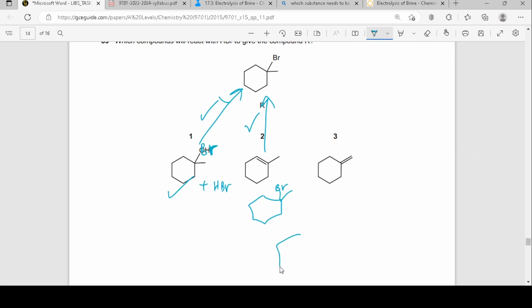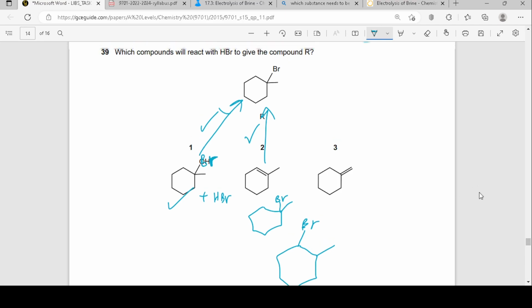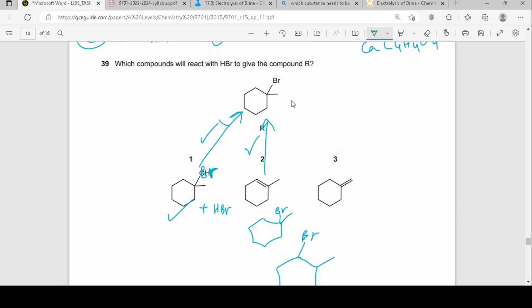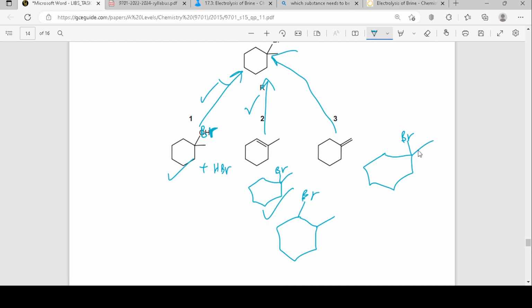Or alternatively, my hydrogen could be added on this carbon atom, and my bromine could be added here, right? So on this double bond. So that could also be formed, but basically they're asking which compounds will react with HBr to give the compound R. That's right, you could get this. And if I look at this one, firstly, if you break the double bond, you're adding HBr across the double bond. So yes, you could get that because you can add your bromine here and your hydrogen there, right?